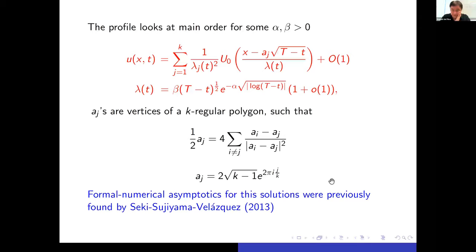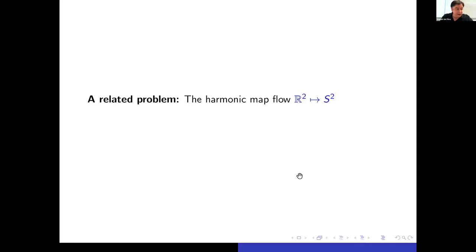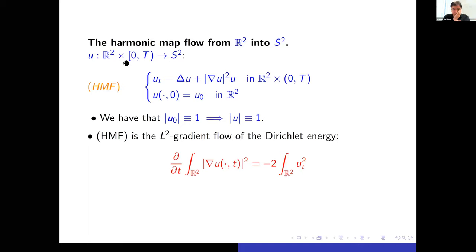Anyway, this type of argument, in fact, is also applicable to other problems that again have similar features of bubbling, blow up, and so on. I actually don't have much time to speak about it. In fact, you have this equation, which is quite famous too, the harmonic map flow from R2 into S2, which is a classical problem. This is the L2 gradient flow of the Dirichlet energy when u takes values in S2.